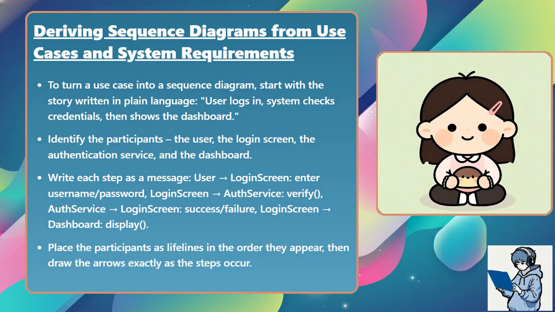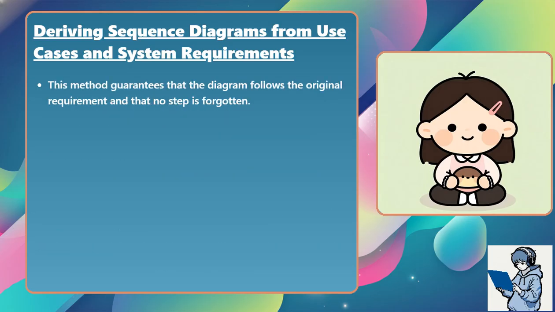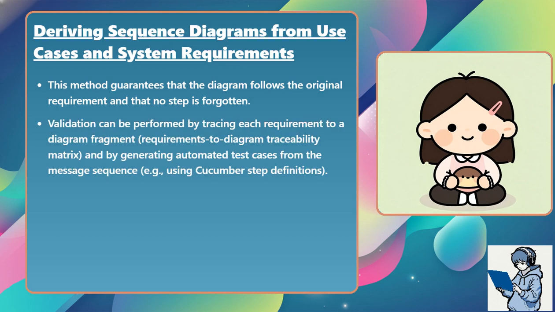Place the participants as lifelines in the order they appear, then draw the arrows exactly as the steps occur. This method guarantees that the diagram follows the original requirement and that no step is forgotten. Validation can be performed by tracing each requirement to a diagram fragment, a requirements-to-diagram traceability matrix, and by generating automated test cases from the message sequence, for example, using Cucumber step definitions.